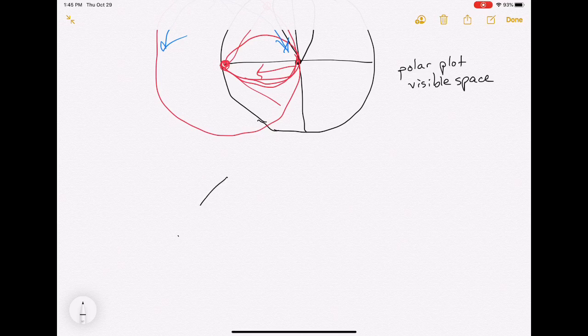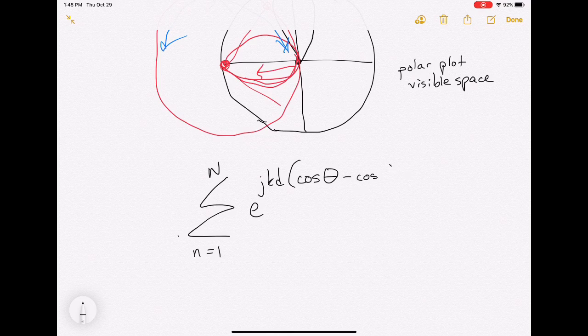Mathematically, the way that we do that is by adding a progressive phase shift to all of the individual element contributions. So instead of just being e to the j k d cosine theta, it's now going to be e to the j k d cosine theta minus cosine theta naught, where theta naught here is the steer angle that we want to point the beam to.